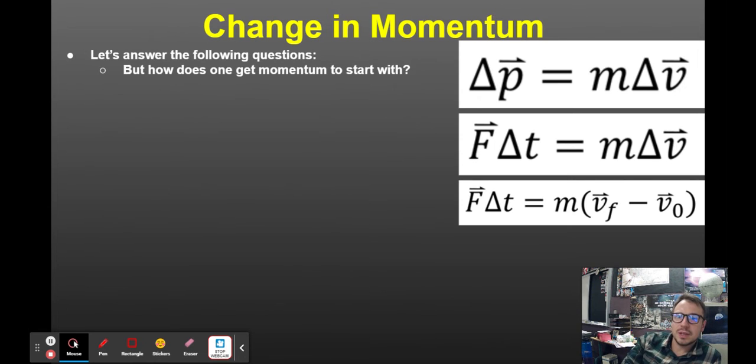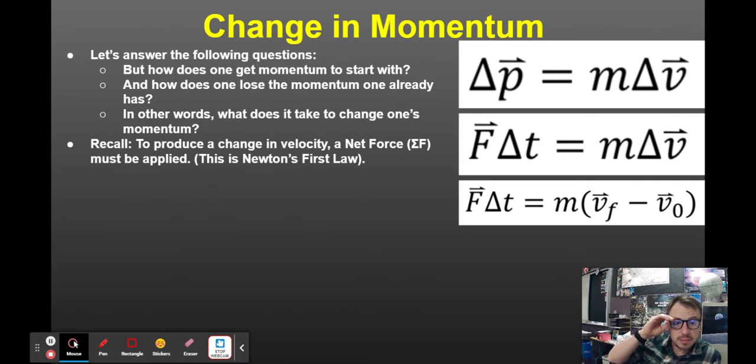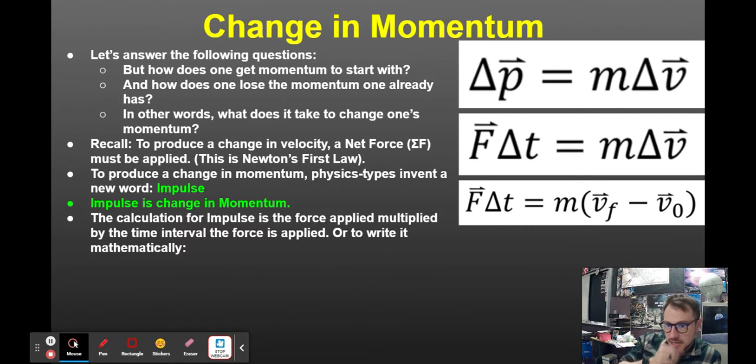So now let's talk about how we get momentum. How does one get momentum to start with? How does one lose the momentum already has? In other words, what does it take to change one's momentum? If we're going to change the velocity, a net force must be applied. This is Newton's first law. Now, to produce a change in momentum, you have to apply what's called an impulse. Impulse is change in momentum.